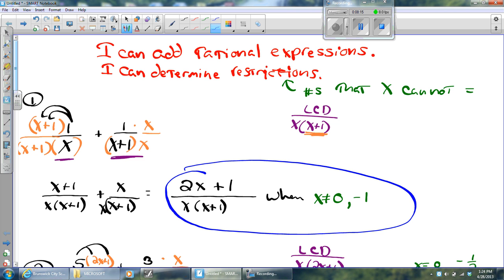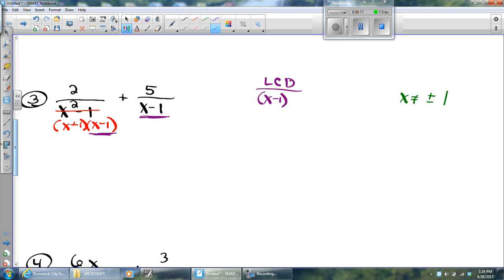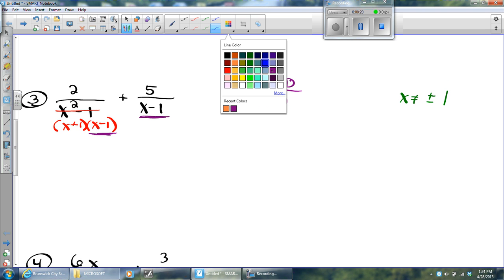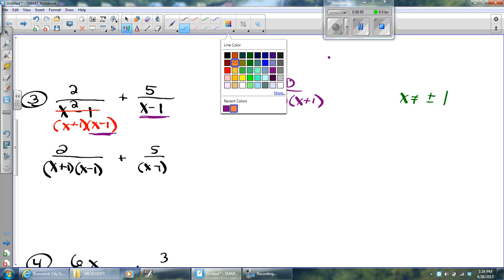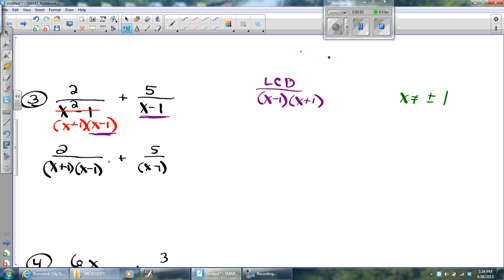I factor the denominators if possible and see which factors need to be represented. Okay, so I've got this x minus 1. I'm also going to need an x plus 1. Now this first fraction here, I'm going to rewrite it. It's 2 over x plus 1, x minus 1, and then plus 5 times x minus 1. The first fraction isn't missing anything from the LCD. It has an x minus 1 and an x plus 1. So I'm not going to do anything to that fraction.